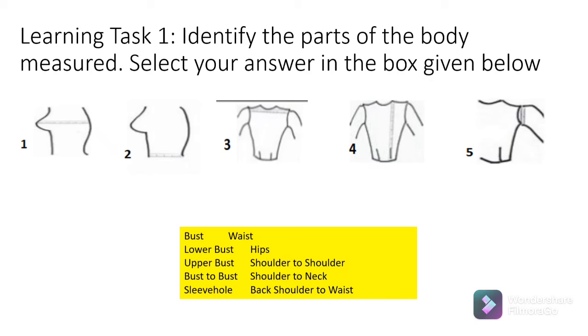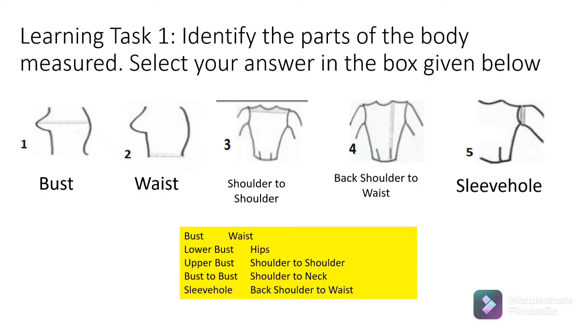For number 1, that is your bust measurement. Number 2, waist. Number 3, shoulder to shoulder. Number 4, back shoulder to waist. Number 5, sleeve hole.